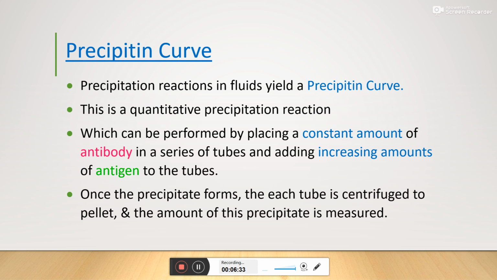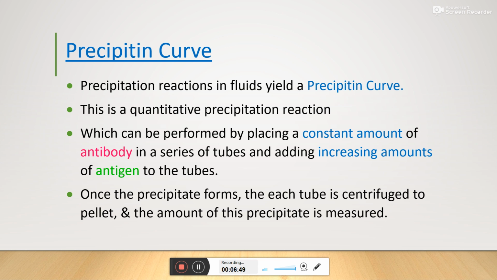As a result, we can get how much antibody or antigen is present in a given sample. That's why this is called a quantitative precipitation reaction.